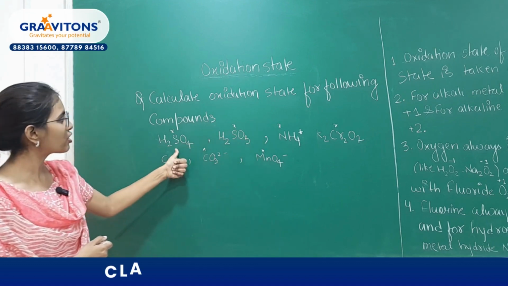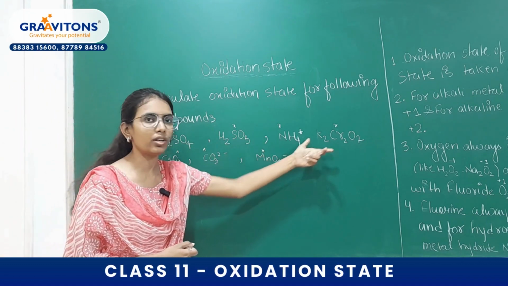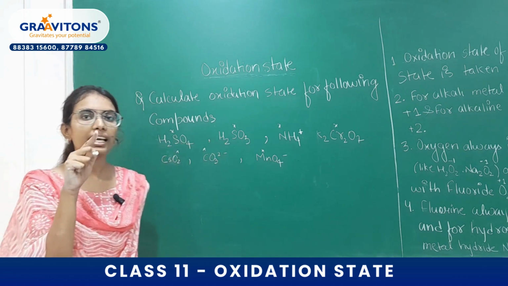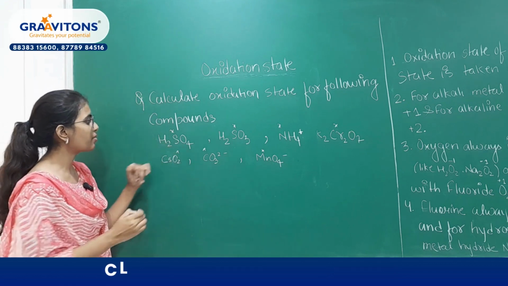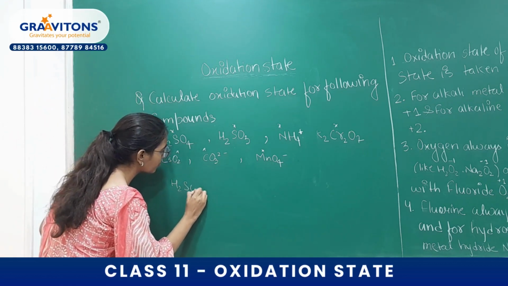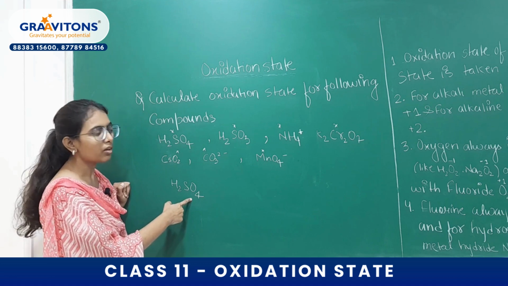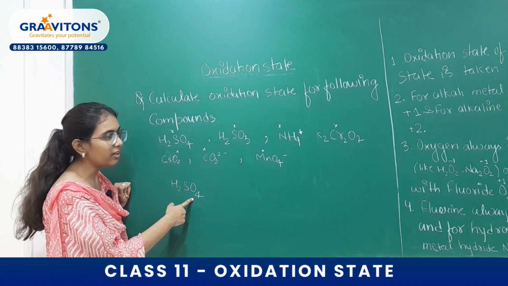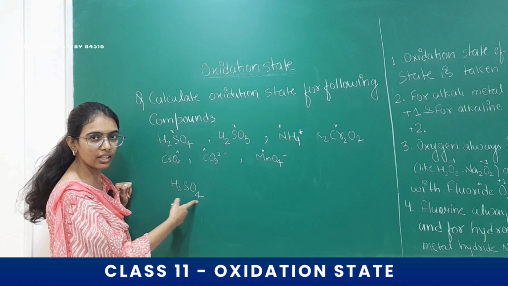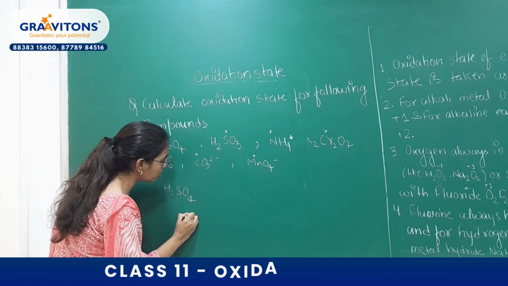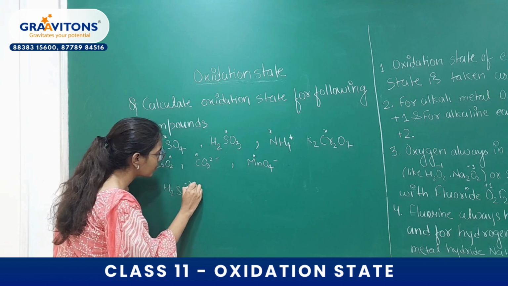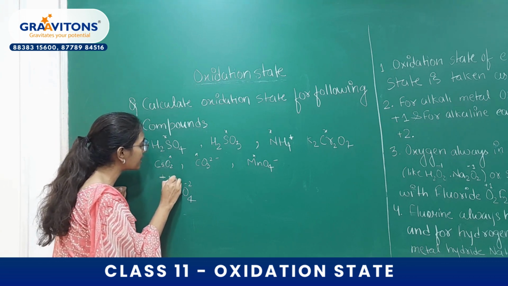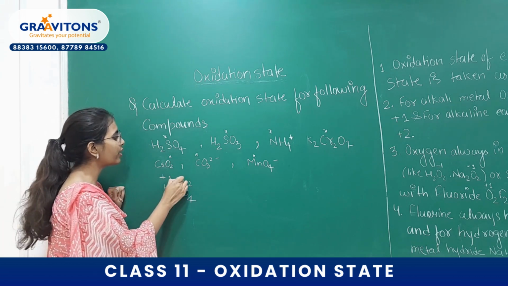There are some compounds: H2SO4, H2SO3, and so on. We have to calculate the oxidation state of the elements where I have marked X. Let's take the first compound, H2SO4. We have seen that oxygen will always have -2 except in superoxide, peroxide, and in combination with fluorine. None of these cases apply here, so we will take the oxidation state of oxygen as -2. For hydrogen we know the oxidation state is always +1 except in the case of metal hydrides. We have to calculate for sulfur.